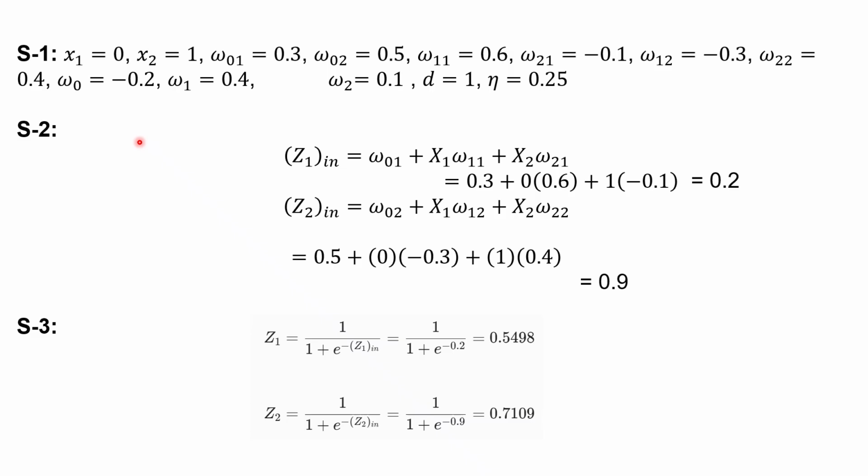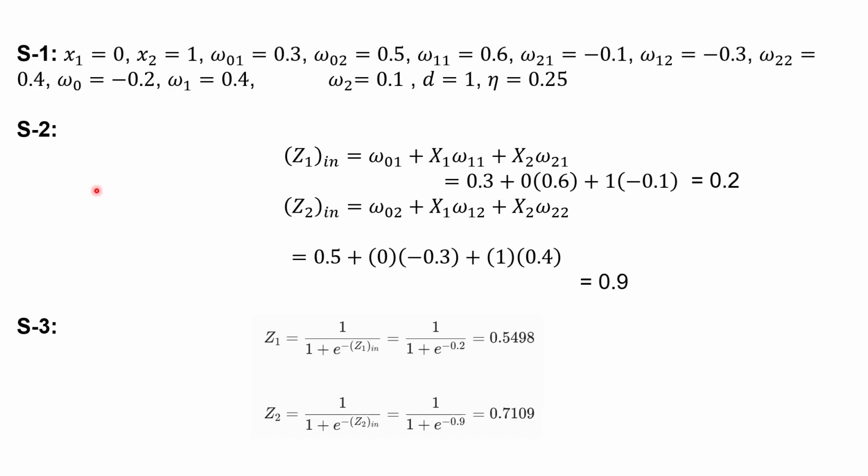To solve this numerical, first of all, we shall list the given values in step 1. In step 1, we have written all the given input values x1, x2 and all the weights. And the learning rate given in the problem is 0.25, which is denoted as eta. Eta is equal to 0.25 and the target is specified as 1. Target is denoted by the letter d. So d is equal to 1.